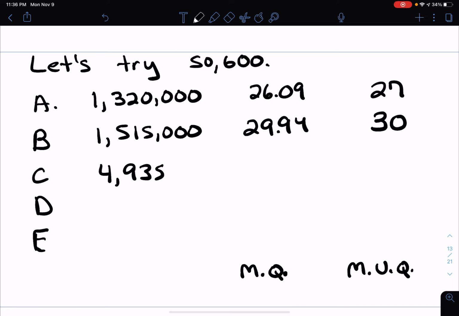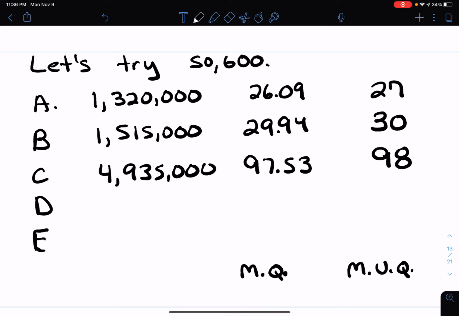4,935,000. Divided by 50,600. 97.53. Bumps up to 98. 1,118,000.